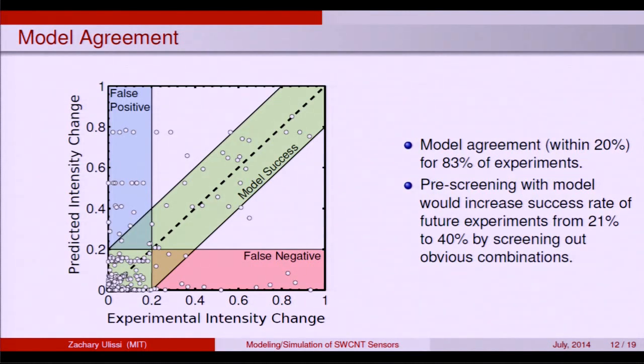for about 83% of the experiments. And what we also found was that if we pre-screened with this model, we would be able to increase the success rate of these future experiments from about 21% to about 40%. That would obviously save a lot of the poor graduate students' time in my lab, rather than just testing obvious combinations that are probably not going to work out. So the main idea is to screen out all of those that aren't going to work very well.